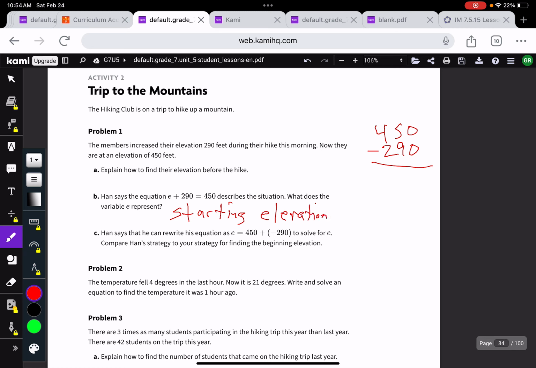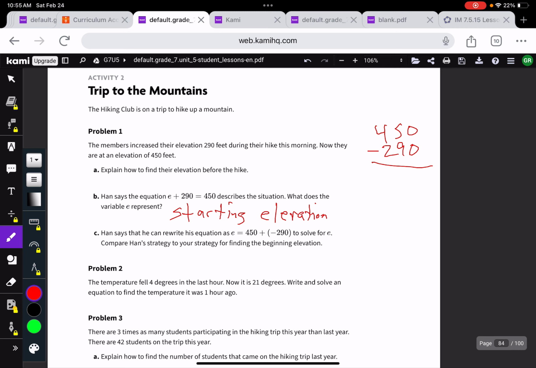Now, why? Because if we took their starting elevation and they went up 290, if we added 290 to it, well, that leaves them at 450, which is why that equation represents exactly the situation that was described in the problem above. The members increased their elevation 290 feet. Now they're at 450 feet.